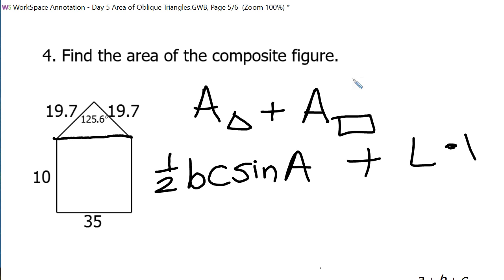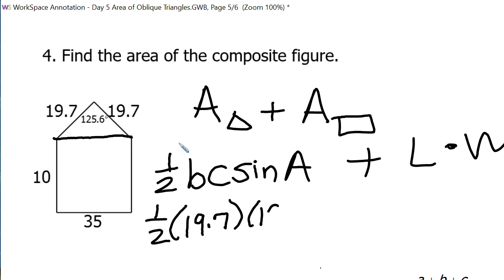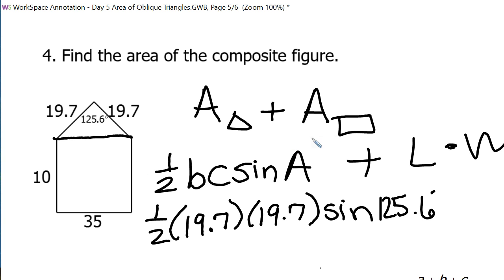Now I need to substitute in the values. So bring down the 1/2. B and C, what are the 2 sides of the triangle? 19.7, so you can write it out twice, or write it as 19.7 squared, either way. And we're taking the sine of what angle? 125.6 degrees. So all of that is for the triangle. Now we need to add to that the area of the rectangle, and length times width would be 35 times 10. Now that's your work, and make sure you write that down.